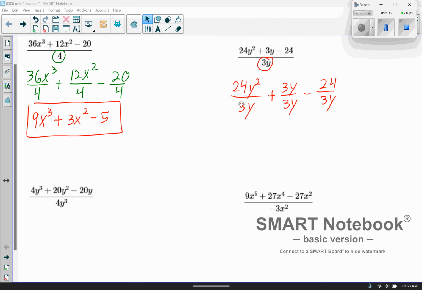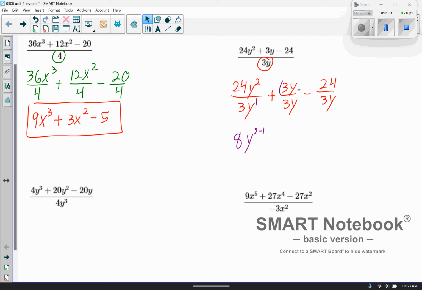So the 24 and the 3 are going to work the same way as the first problem. So 24 divided by 3 would be 8. But then here what you do is you subtract the denominator power from the numerator power if you have the common base, which we do of y. So we're going to have y to the power of 2 minus 1.